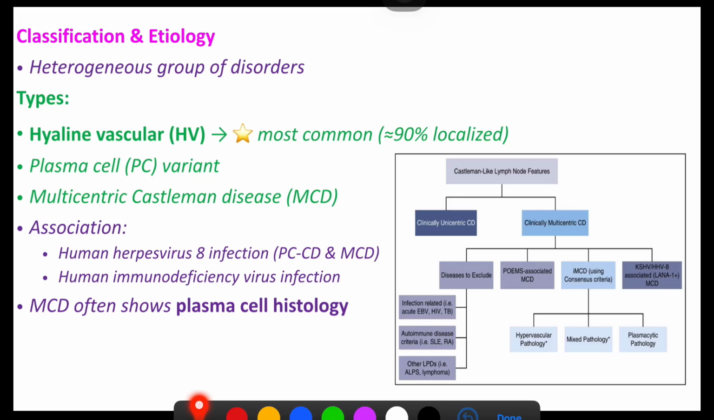Second is plasma cell variant, and third is multicentric Castleman disease. And it is associated with human herpes virus 8 infection, mostly this plasma cell and multicentric variant, and HIV infection. And sometimes this multicentric Castleman disease shows plasma cell histology. So, it is divided into unicentric and multicentric.